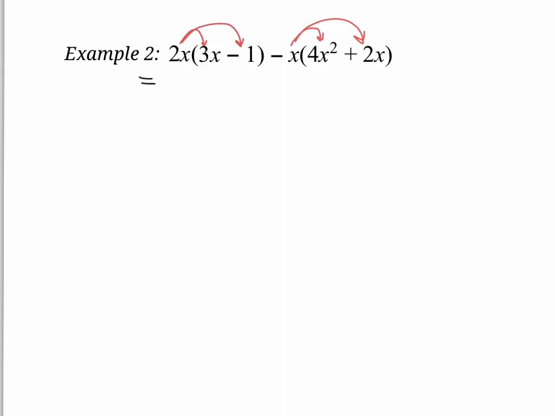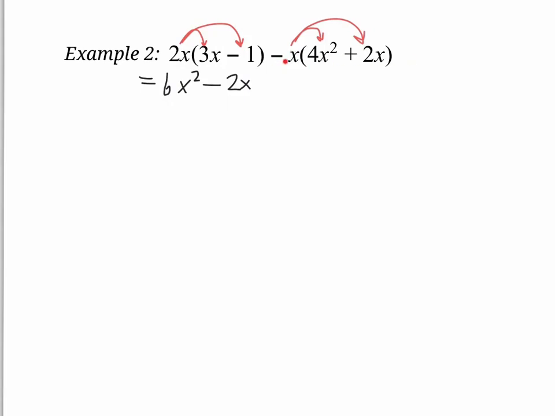So let's do this quickly. 2x times 3x is going to be 6x squared, because we know those exponent laws now. And then we've got 2x times negative 1. That's just going to make negative 2 and then an x. Now we're going to multiply negative x by everything in here.